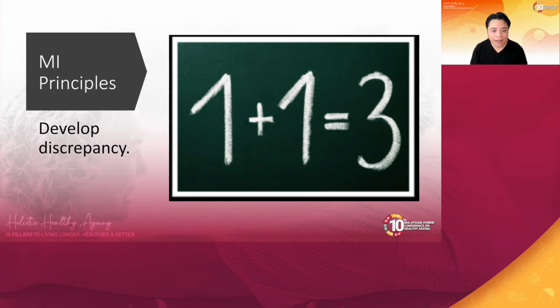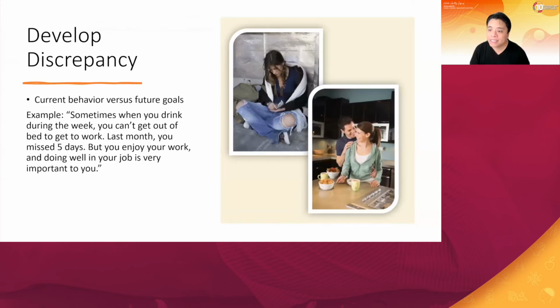And yes, it is helping the patient realize that 1 + 1 is actually not 3, okay? So it is showing the patient that there is some discrepancy between what their goal is and what they're presently doing. So when you develop discrepancy, it is showing that there's a discrepancy between your current behavior and your future goals.